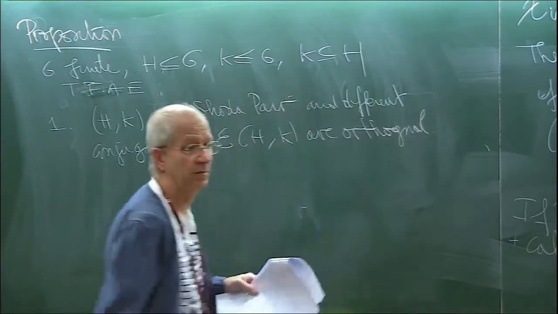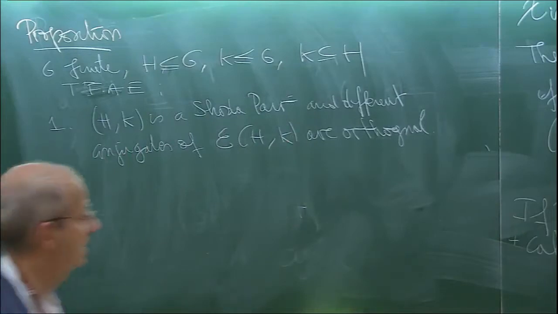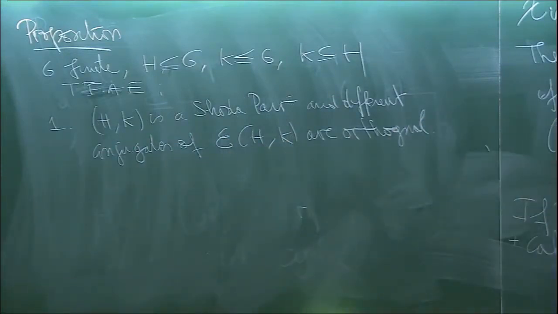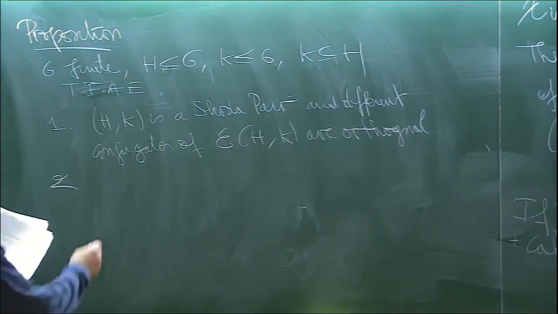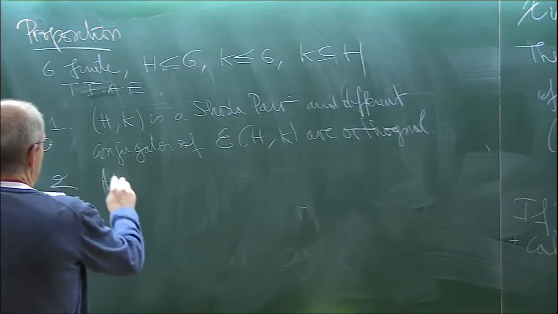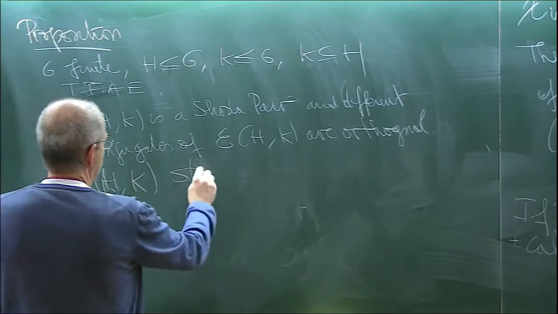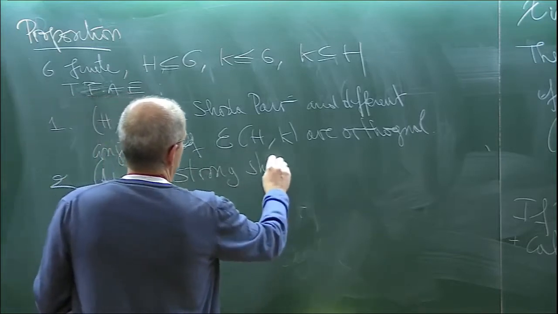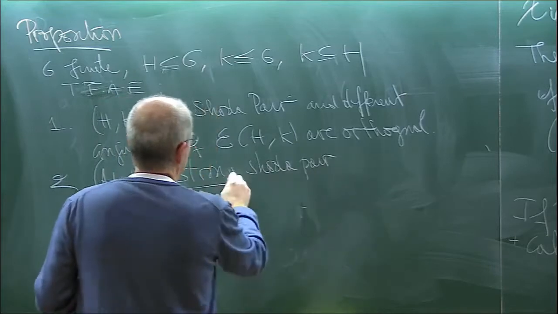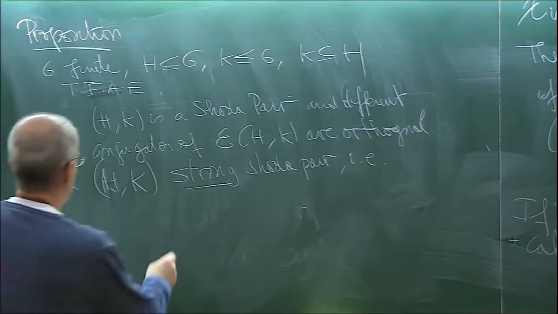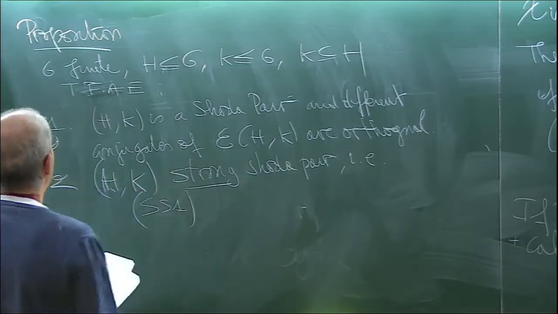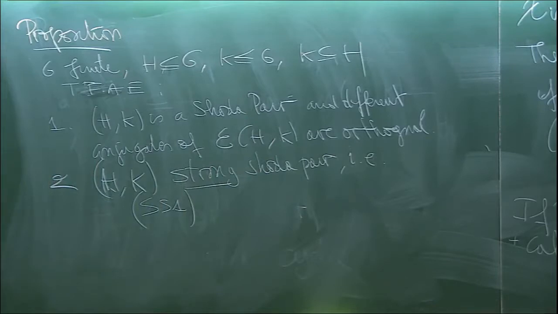Orthogonal means that the product is zero. So this is a situation where, if I take distinct conjugates, then these two things will be orthogonal. That means this sum is an idempotent, and it's obviously central. That's equivalent with (H, K), and I'll introduce the terminology, being a strong Shoda pair. I added the word strong, and this means the following. So here is the definition of strong Shoda pair. It's probably not appropriate to call anything SS, but I'll do it anyway.